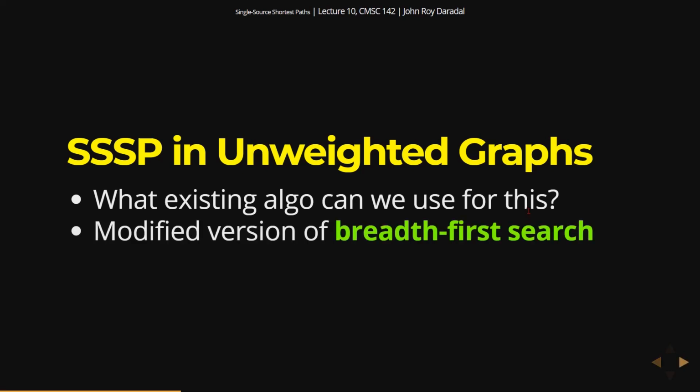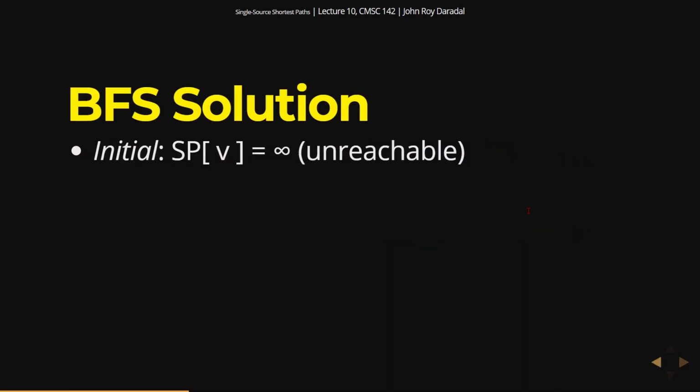Okay, so we can actually use a modified version of the breadth first search or BFS to solve SSSP in unweighted graphs. So how will that work? First, we will initialize the shortest path of each vertex to infinity. That means that for now, they are unreachable yet. So the shortest path from the source to that vertex is infinity, meaning I haven't reached you yet. Then we will also initialize the shortest path going to the source to be 0 because you've already arrived at that vertex, right?